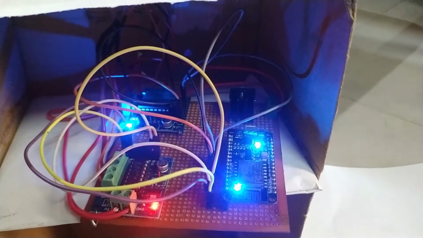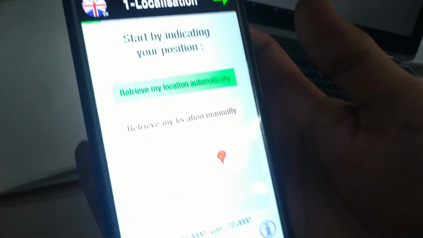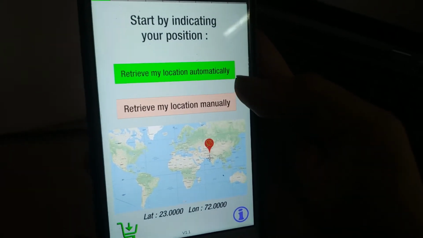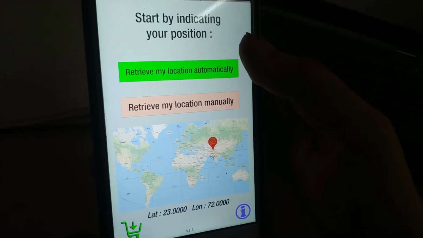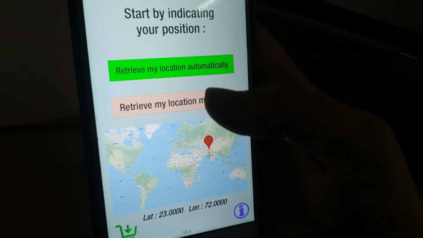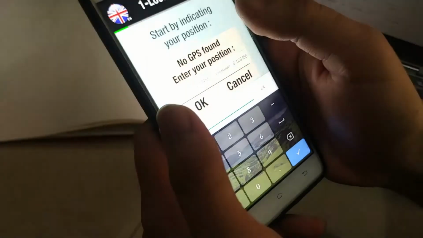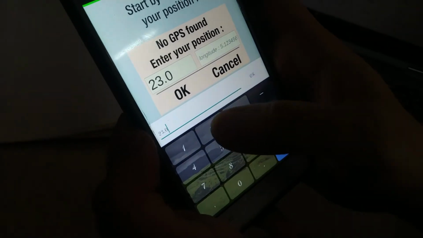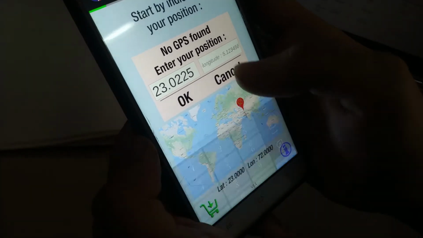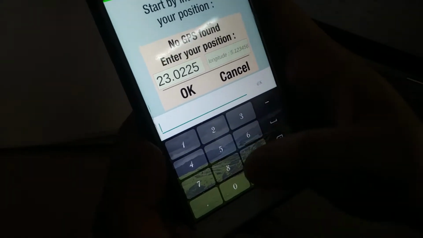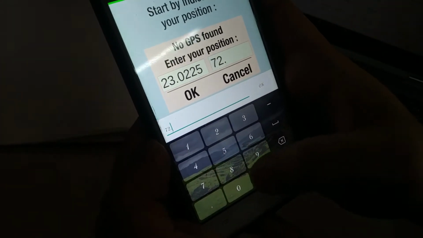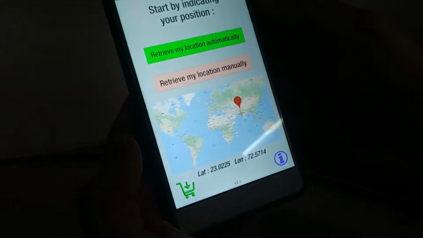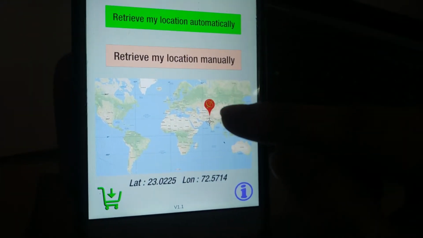Let's look at the working of this project. First, we will put the coordinates of our place inside the application. We can do it manually or the app can locate our location by itself as well. Let's do it manually. So I will put my coordinates. These are my coordinates. As you can see, the app has detected my location.